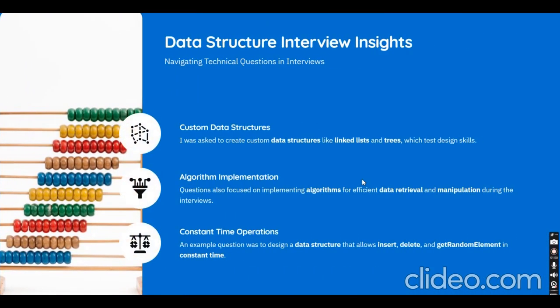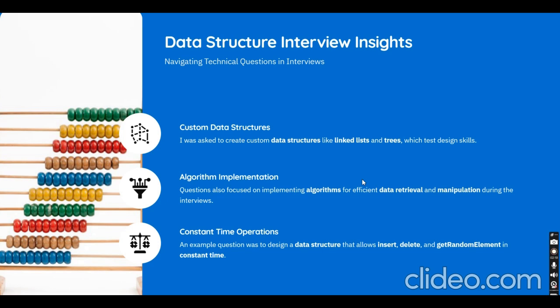Now if I start with the data structure interview round, I would say it was not that hard. It was a medium one, and it was not directly related to LeetCode. It was a normal question, not from any platform. They just asked me to write a data structure, just like we write a data structure for a linked list and tree.